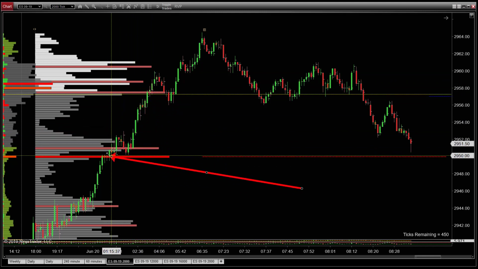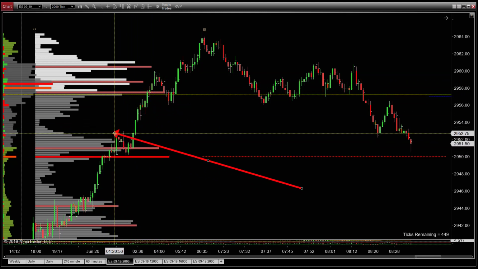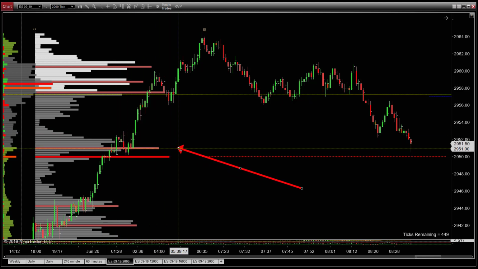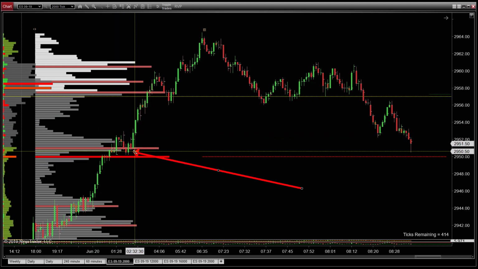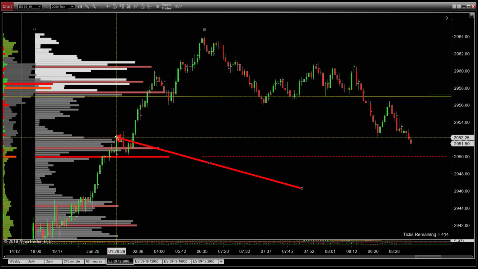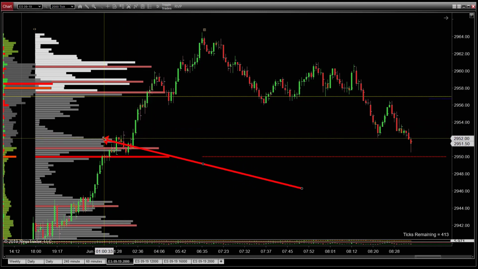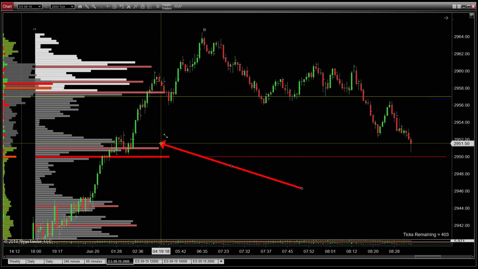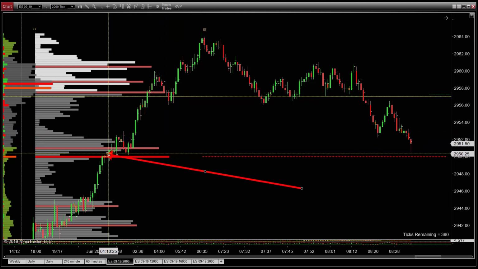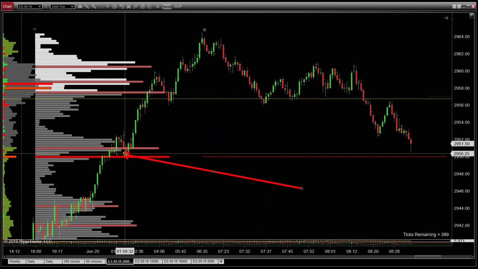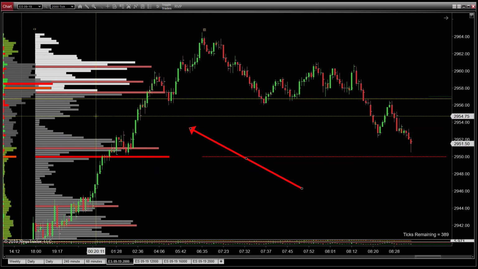So I tend to think that there's two strong levels, and the point of control is definitely a strong level. That's where everybody traded. But I tend to think that it tests the top and it tests the bottom. If it's tested the top and it comes back, it's going to test the bottom and try to bounce too. So that's one way that I look at the volume.